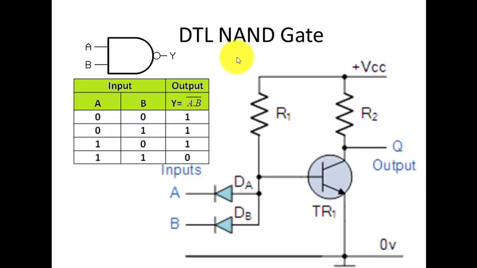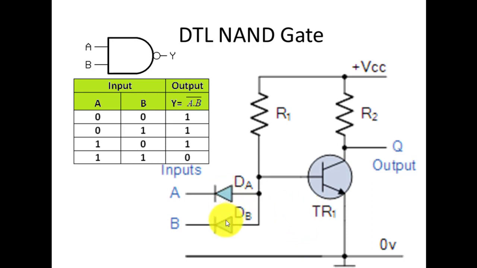Now we shall verify the logic NAND gate by using the diode transistor logic. So this part of the circuit is a simple AND gate that we studied in our previous demonstration, and the next part is a simple NOT gate. I hope you already know the symbol and truth table. So let's move to the construction of the circuit.